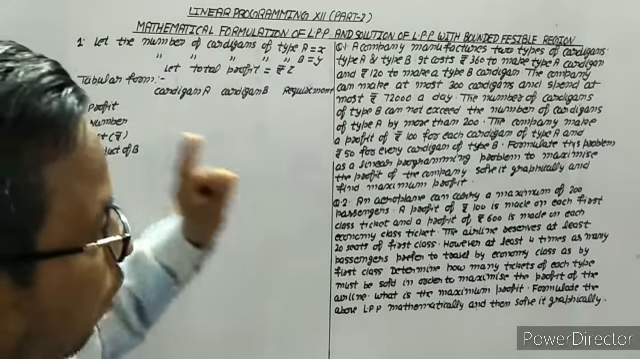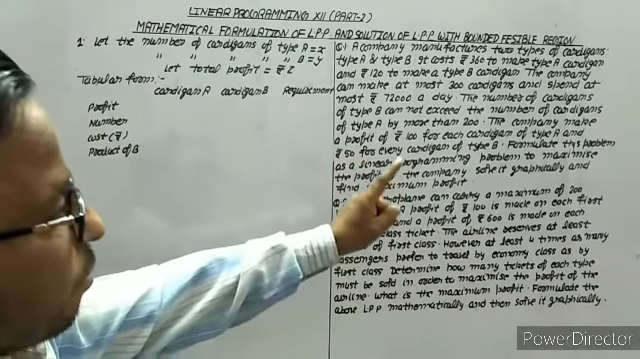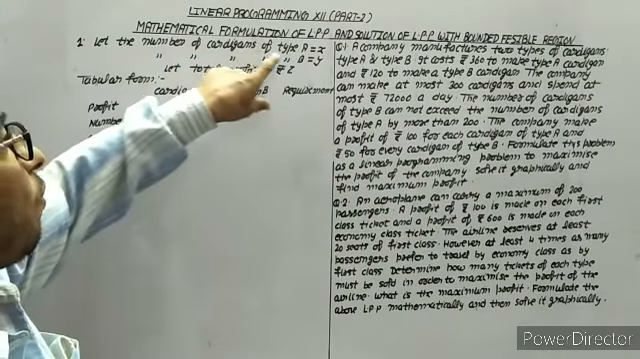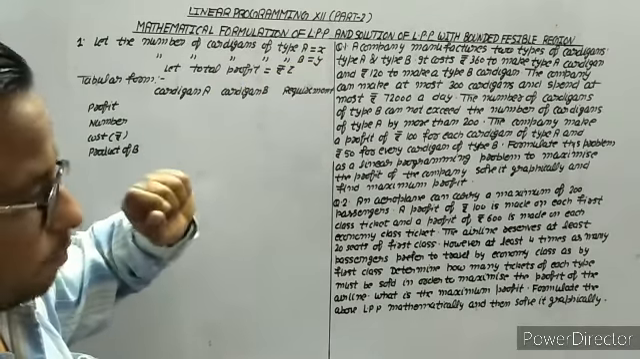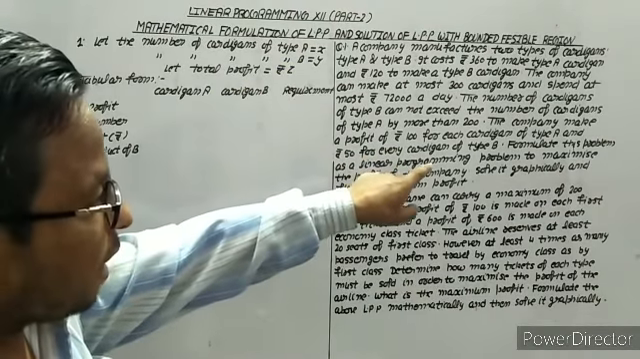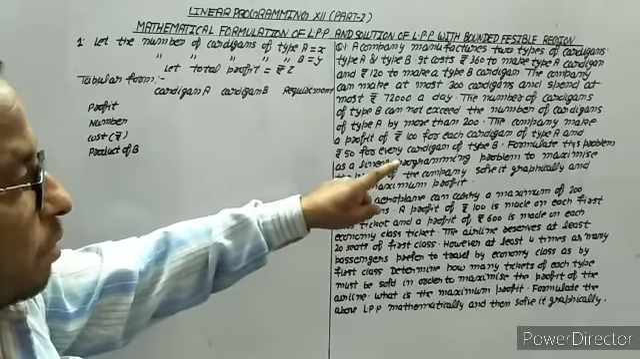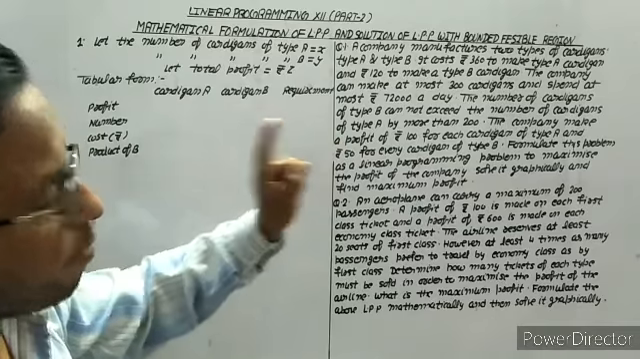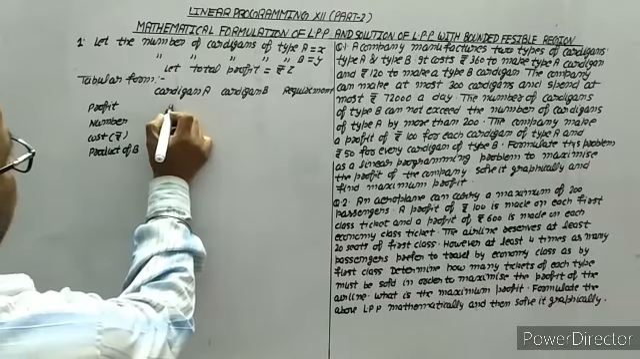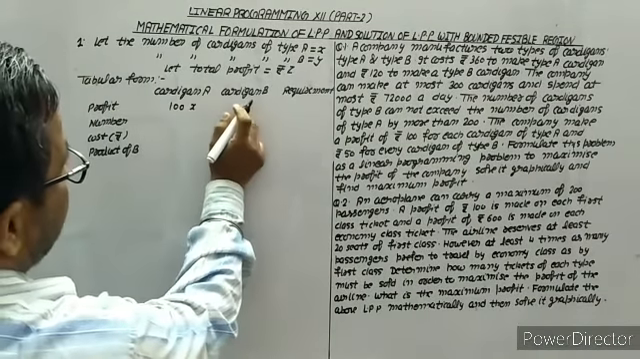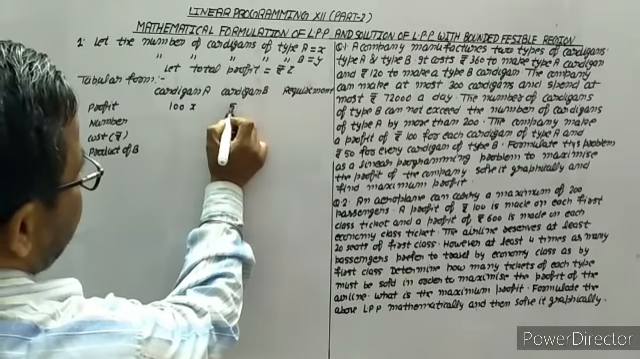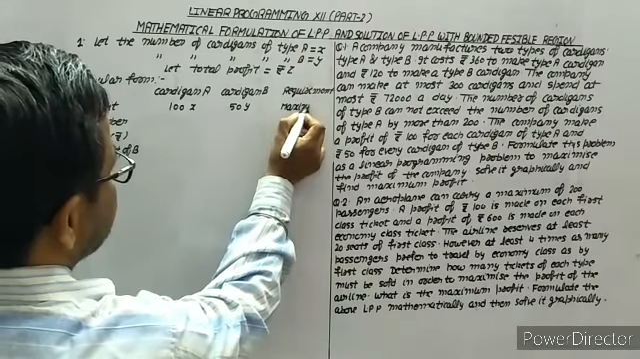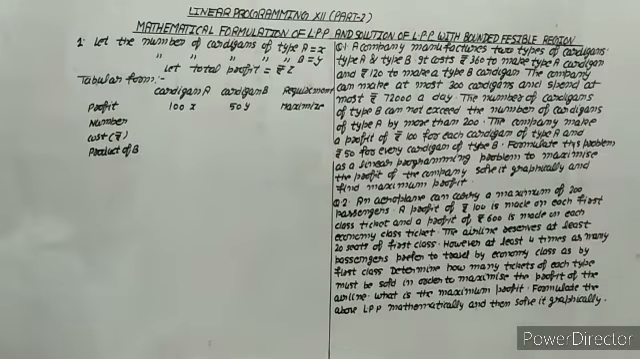We have a profit of rupees 100 for each cardigan of type A. It means the total profit for cardigans of type A is 100x, and rupees 50 for each cardigan of type B. It means the total profit for cardigans of type B is 50y. So this is the profit, 100x and 50y, and the requirement is that we have to maximize this.